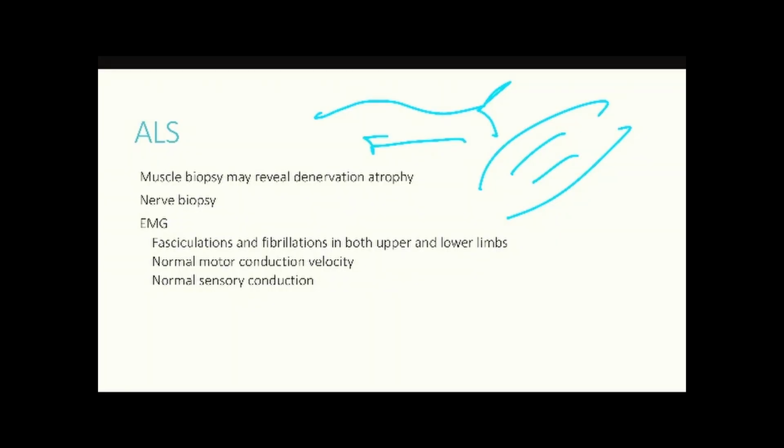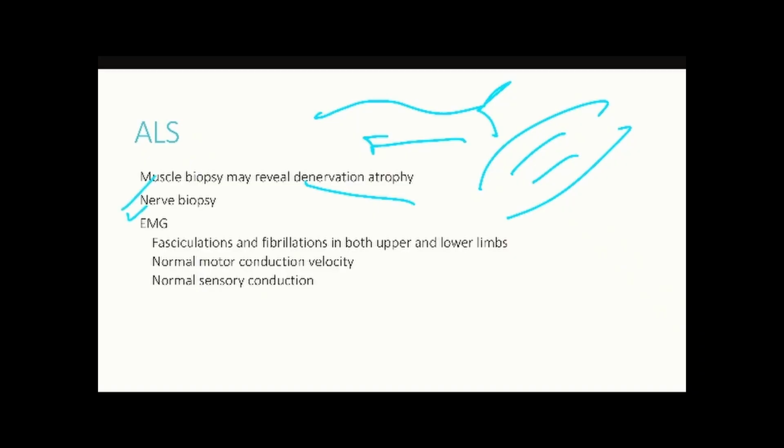If this nerve comes off of that muscle, will that muscle work anymore? No. That's why they have problems with breathing and swallowing and chewing, because once the innervation to that muscle is destroyed, that muscle won't work anymore. It gets very weak and progressively gets worse and worse and worse. So muscle biopsy may reveal some denervation atrophy. You can get a nerve biopsy.